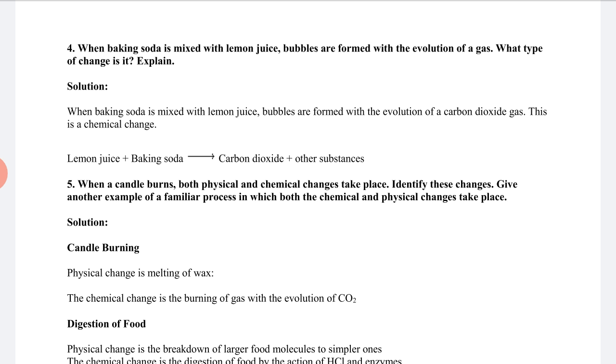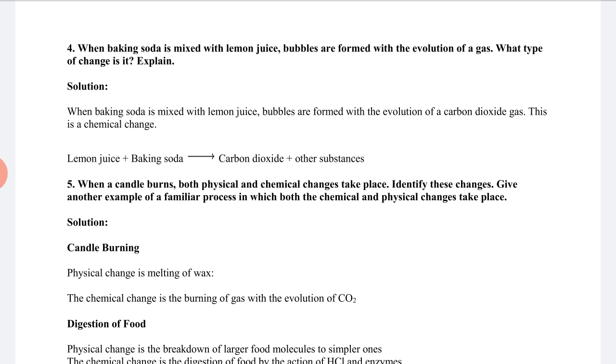So, fourth question: when baking soda is mixed with lemon juice, bubbles are formed with the evolution of gas. Write the type of change it is. When baking soda is mixed with lemon juice, bubbles are formed and also gas is evolved.